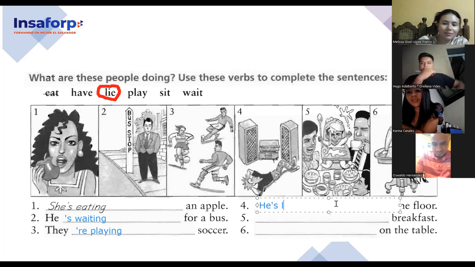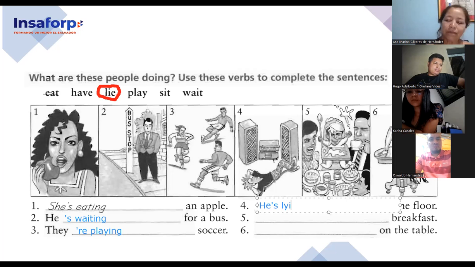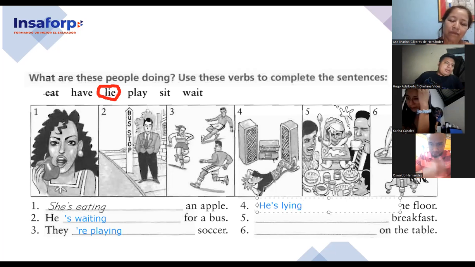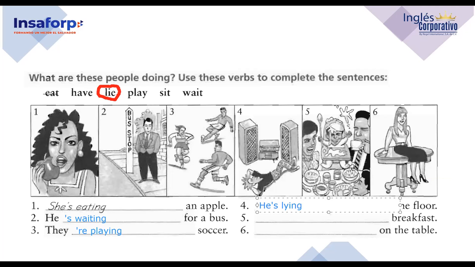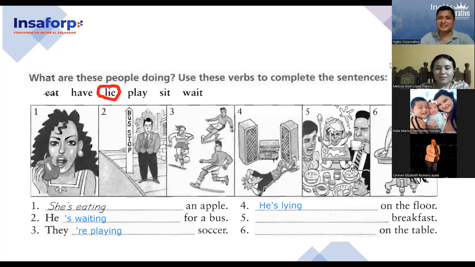Melissa, tell me please. Thank you. L, Y, E, and G. No, I'm sorry. Ahí vamos bien, Melissa. L, Y. Very good. I. NG. Okay, one more time, Melissa. L, Y, I, N, G. Perfect. Exactly. Right? Very good. Yes, that is correct. Lying. He's lying on the floor. Okay. He's lying on the floor. Very good. Thank you so much.